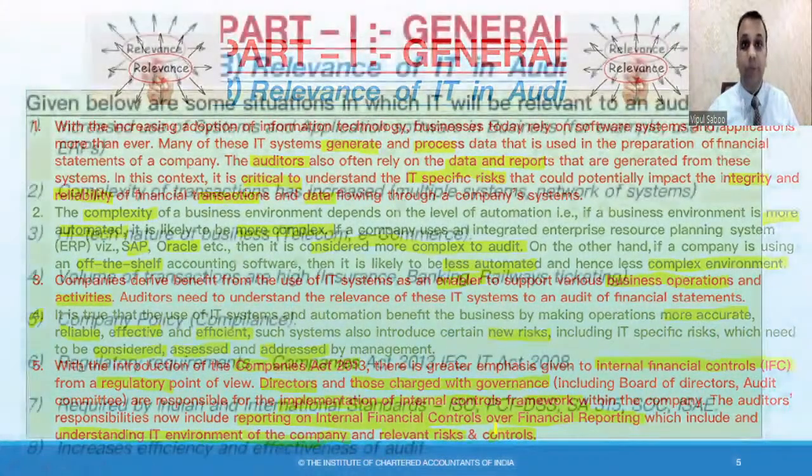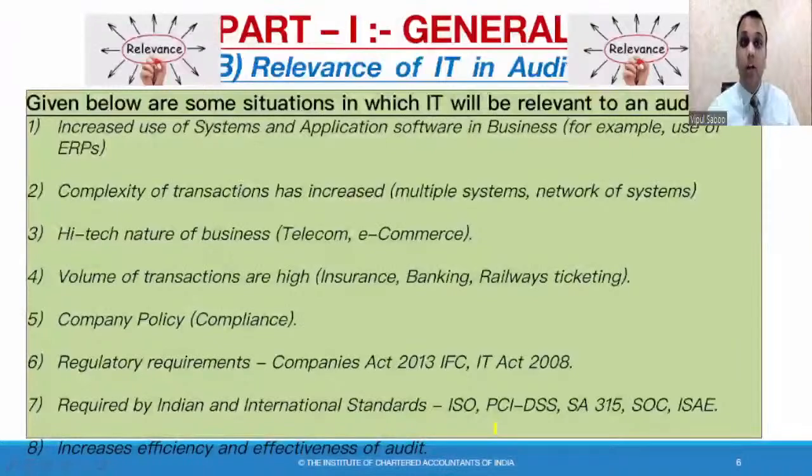Given below are some situations in which IT will be relevant to audit. So, we have talked about how IT is relevant to audit, right? But we need some examples, or some real life practical situations, where we feel that yes, IT will help us. IT is very much relevant in our audit.